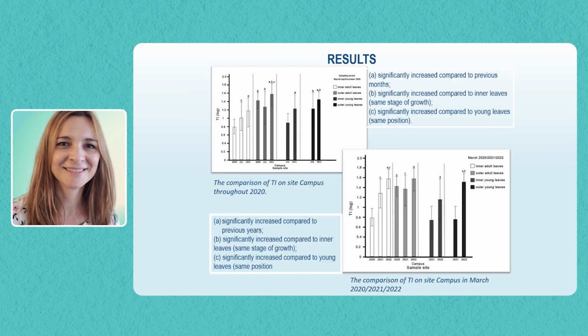So here is the comparison for the campus area, where we had the most collection periods and collected the most samples. And as you can see, we had several categories of leaves: inner adult, outer adult, inner young, and outer young leaves. For the whole monitoring, we can say that adult leaves, inner and outer, have significantly higher DNA damage than young leaves, which was obviously expected.